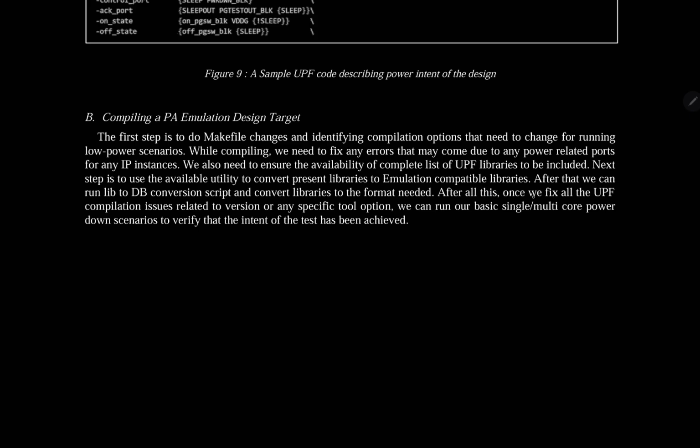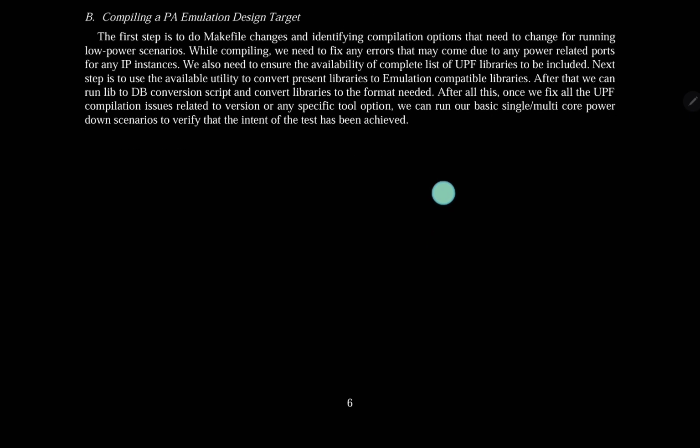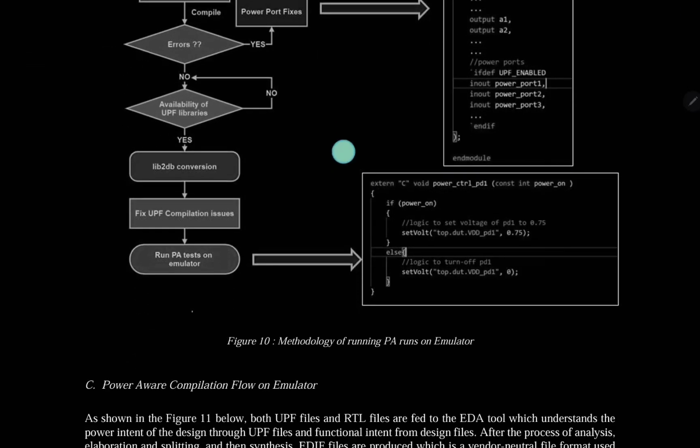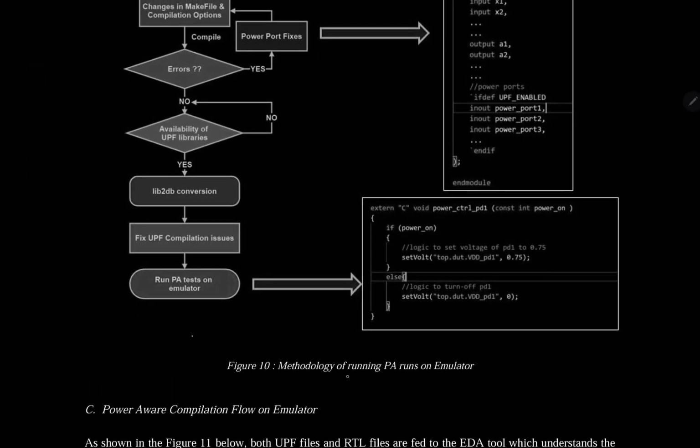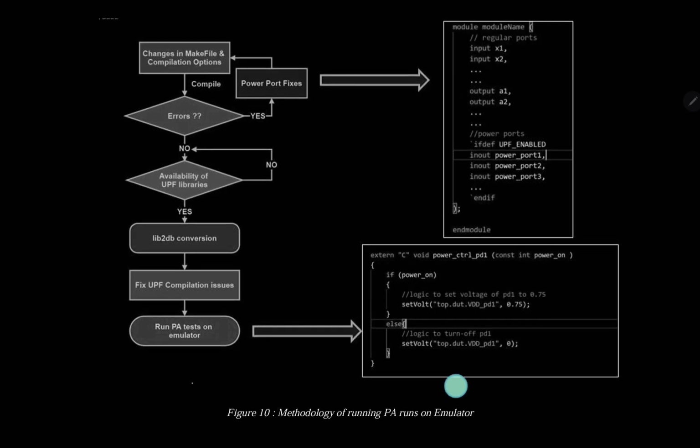After all of this, once we fix all the UPF compilation issues related to the version or any specific tool option, we can run our basic single-core or multi-core power-down scenarios and verify that the intent of the test has been achieved. Figure 10 is the methodology of running PA (power-aware) runs on the emulator.